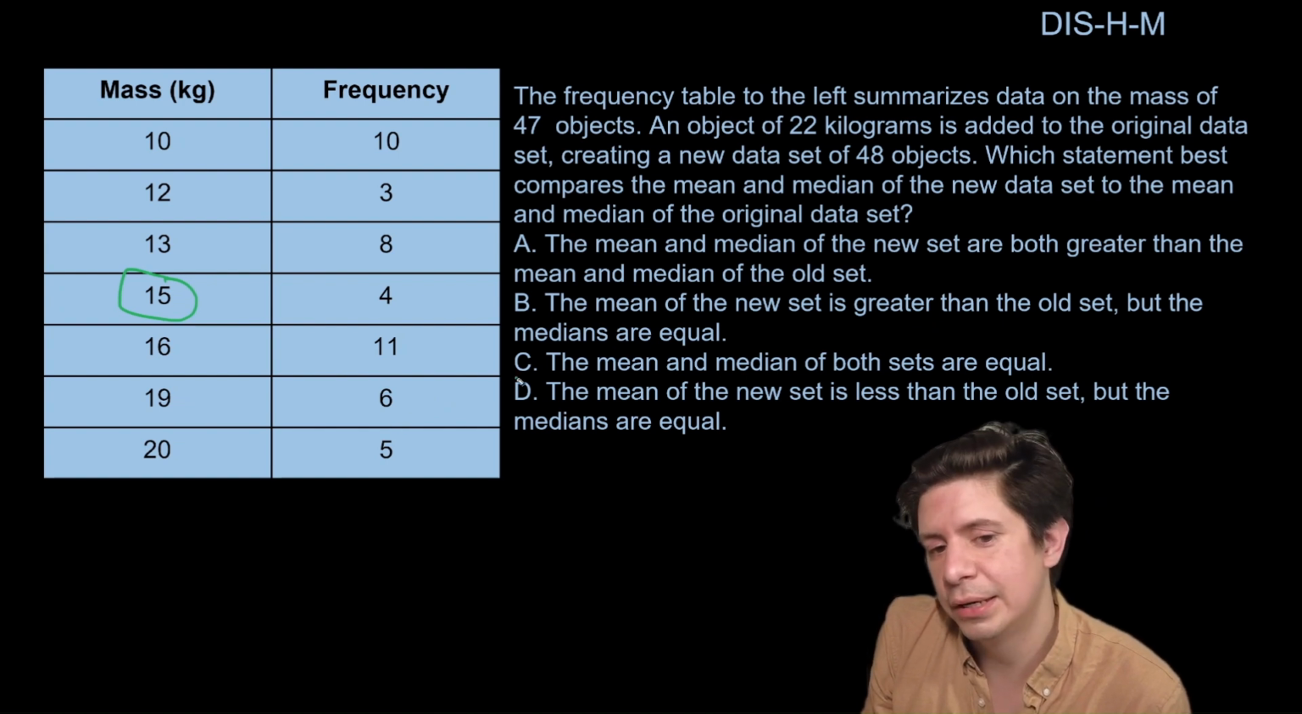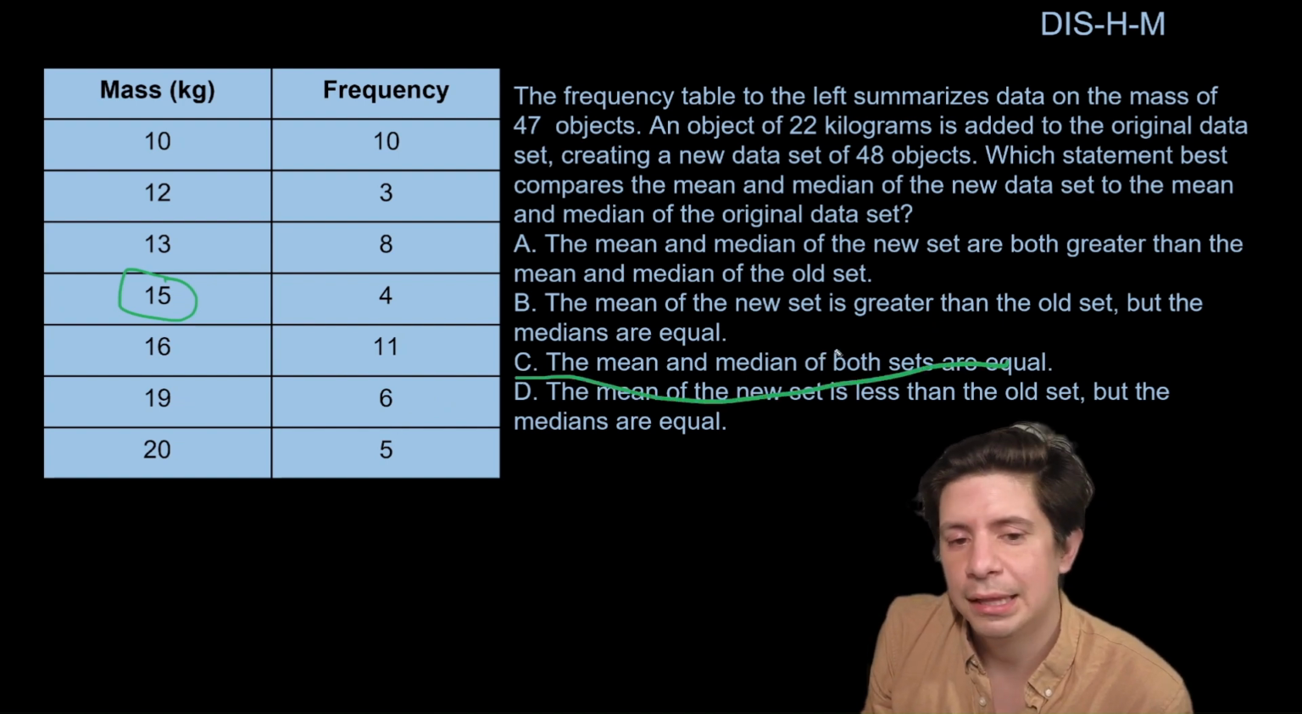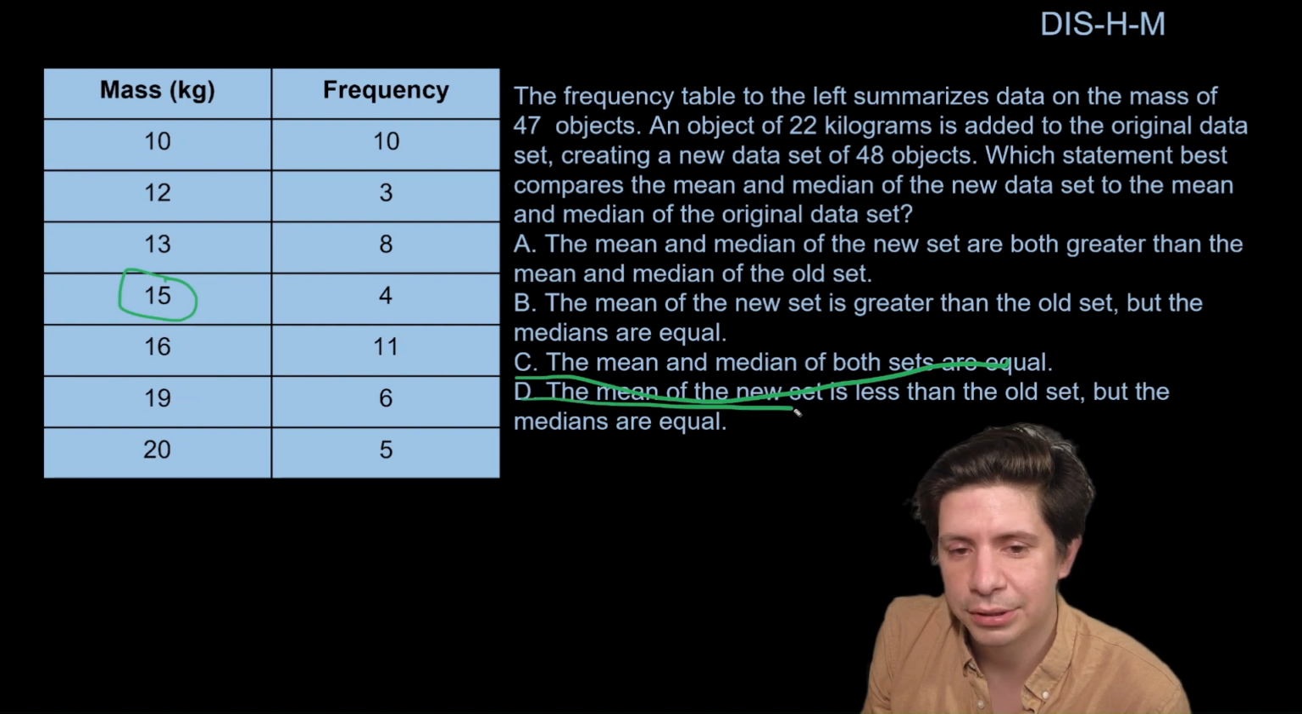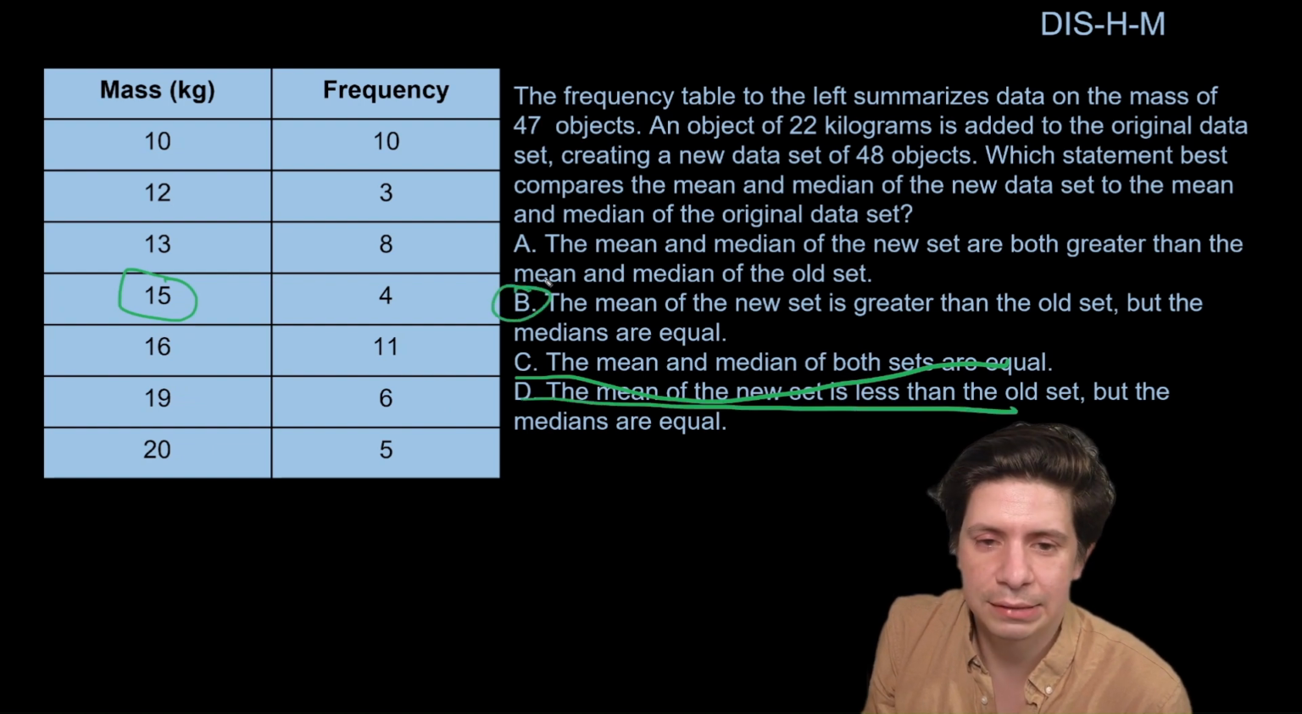The medians are both equal, no. And the mean is less than the old, but the median is equal, no. So it's going to be B as in boy.